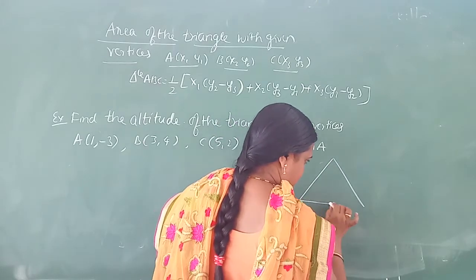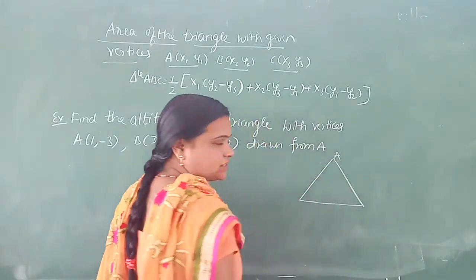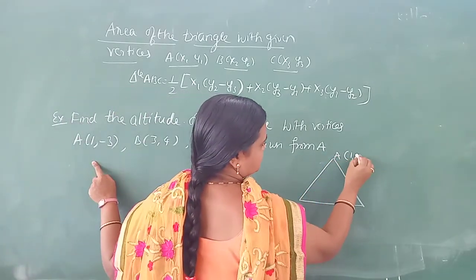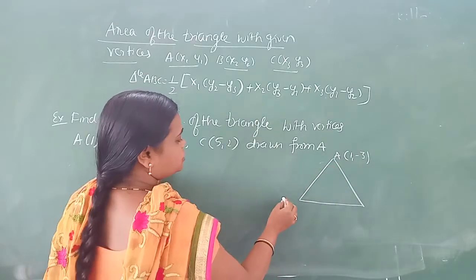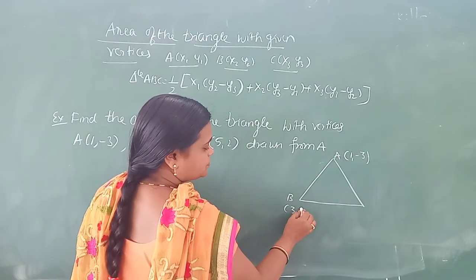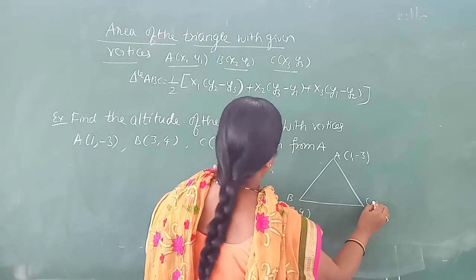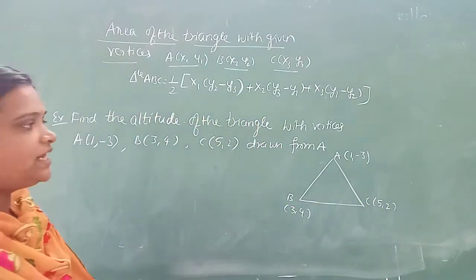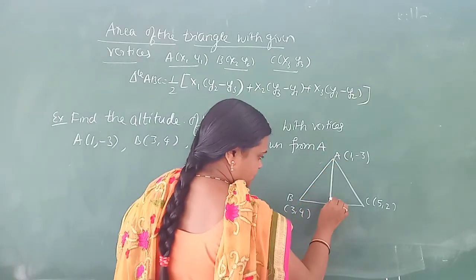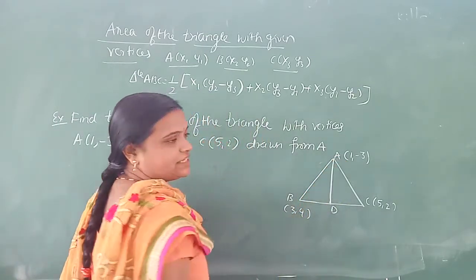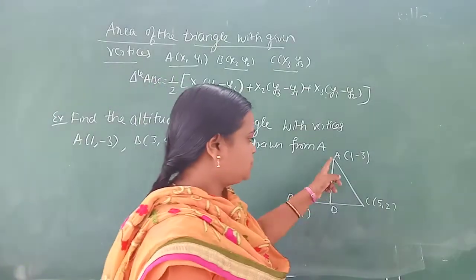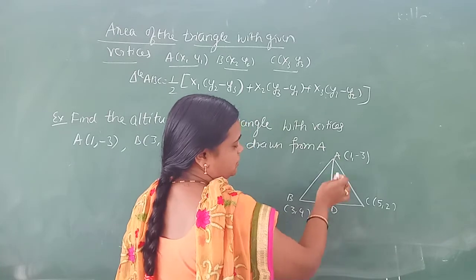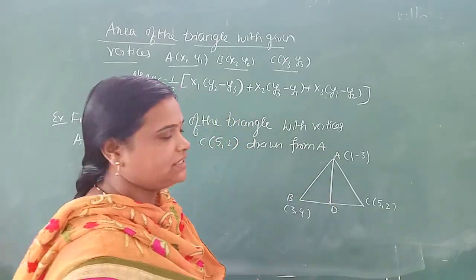See what is given. Consider the triangle ABC, correct? A point is mentioned as (1, -3), B point is (3, 4), and C point is (5, 2). Now we have to calculate the altitude from A. This is AD, the altitude from A. Means we have to calculate the distance of AD.